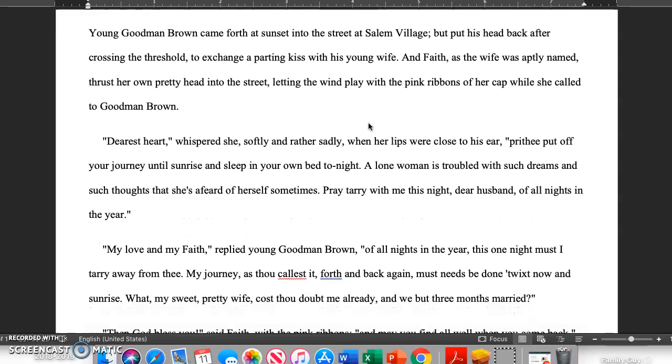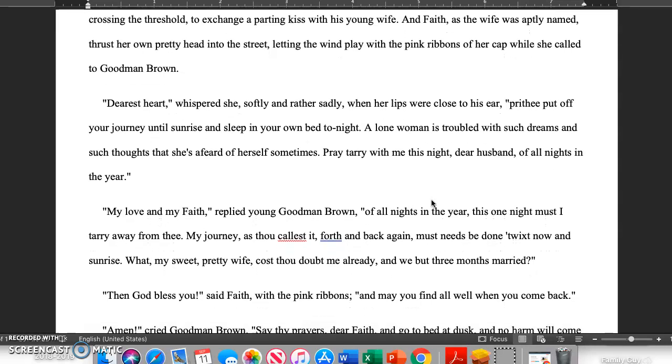In the next paragraph, I'm looking at some more of these words that I do not know, colonial language, like "prithee" and "tarry." So to try to better understand what they're saying, I put in a word that sounds relatively the same. So prithee, she could be saying please, or "pray tarry with me this night," pray stay with me this night. So in this section, it sounds like she's begging her husband to stay.